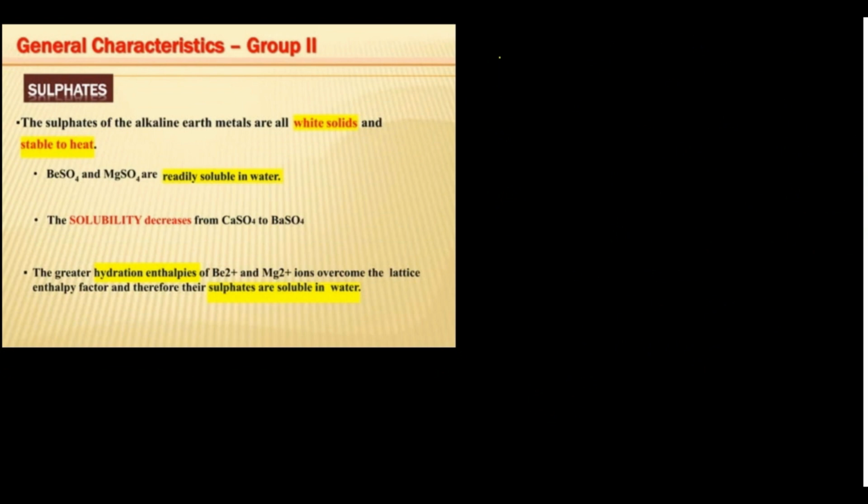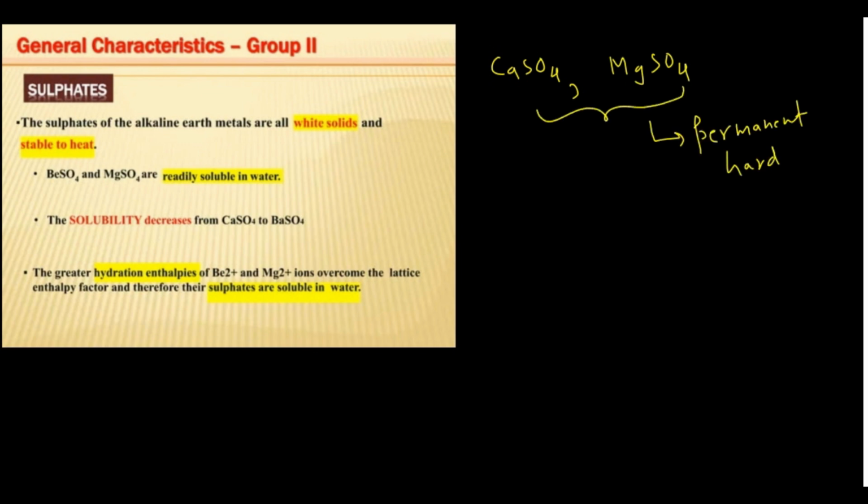But if you have calcium sulfate, or you have magnesium sulfate, these are responsible for permanent hardness. That means water is said to be permanently hard if it contains calcium sulfate or magnesium sulfate, along with the chlorides also.